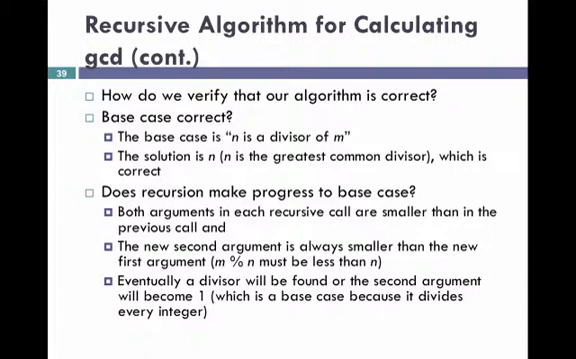Now, does recursion make progress to a base case? Both arguments in each recursive call are smaller than in the previous call. And the new second argument is always smaller than the new first argument. So m mod n must be less than n. So eventually a divisor will be found, or the second argument will become 1, which is a base case because it divides every integer.